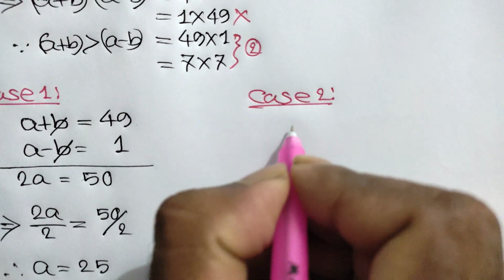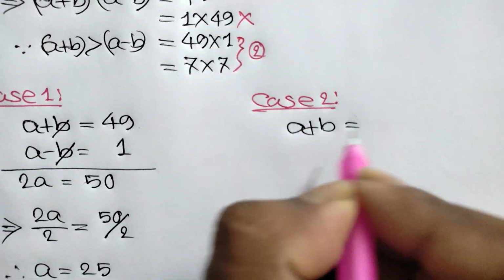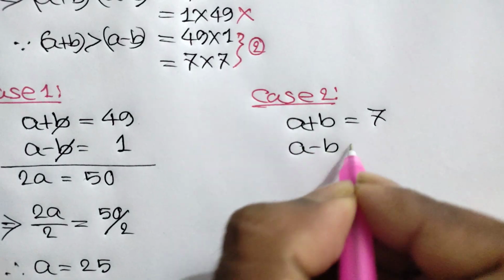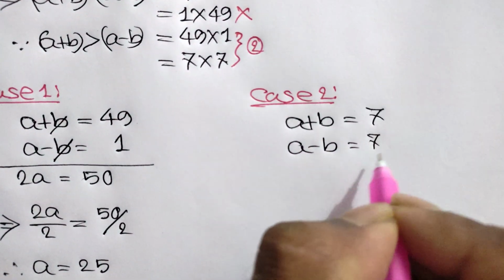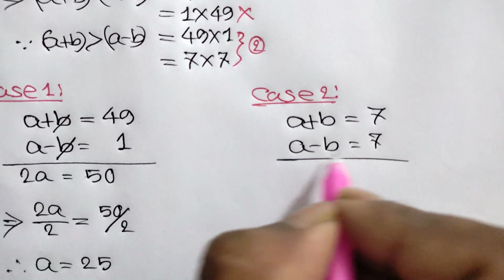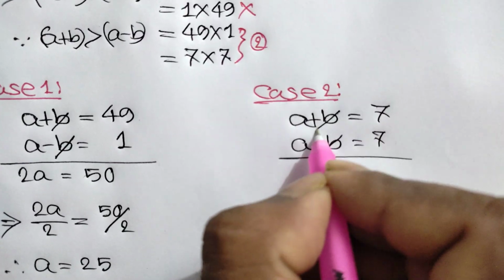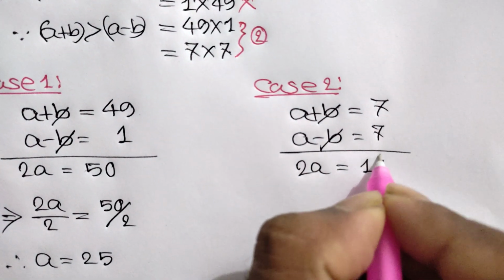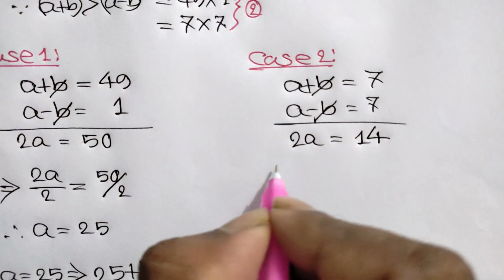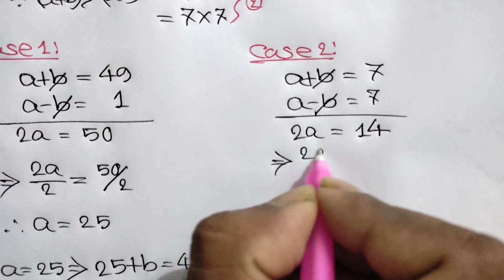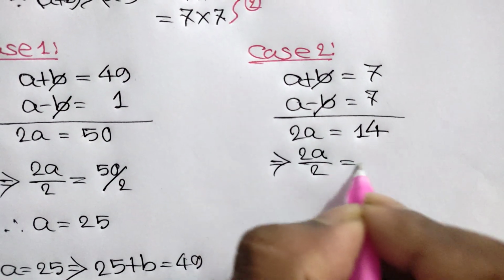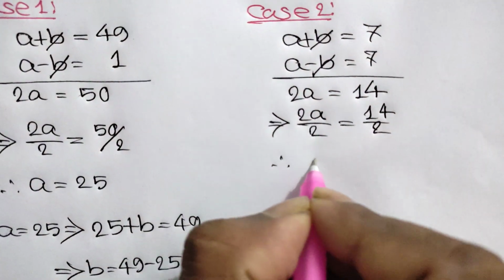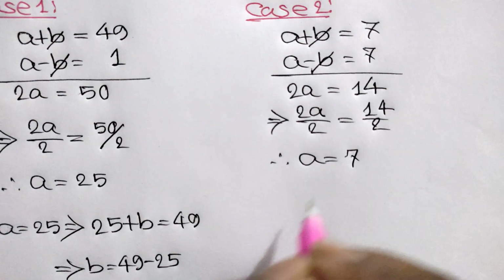Now case 2: here we can write a + b = 7 and a − b = 7. Now adding these two equations, this and this are cancelled out, so here we will get 2a = 14. Divide both sides by 2: 2a over 2 is equal to 14 over 2, so here we will get a = 7.